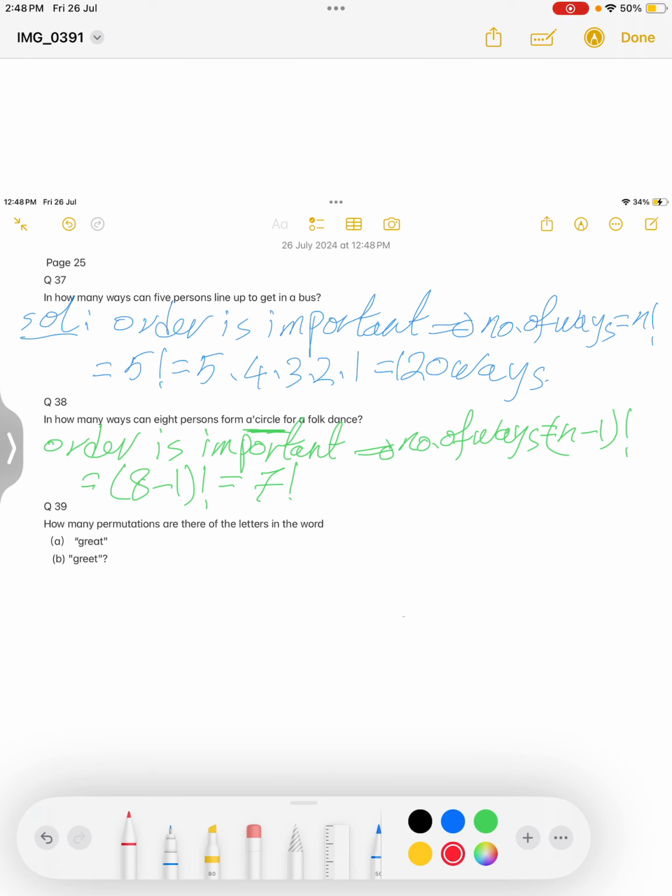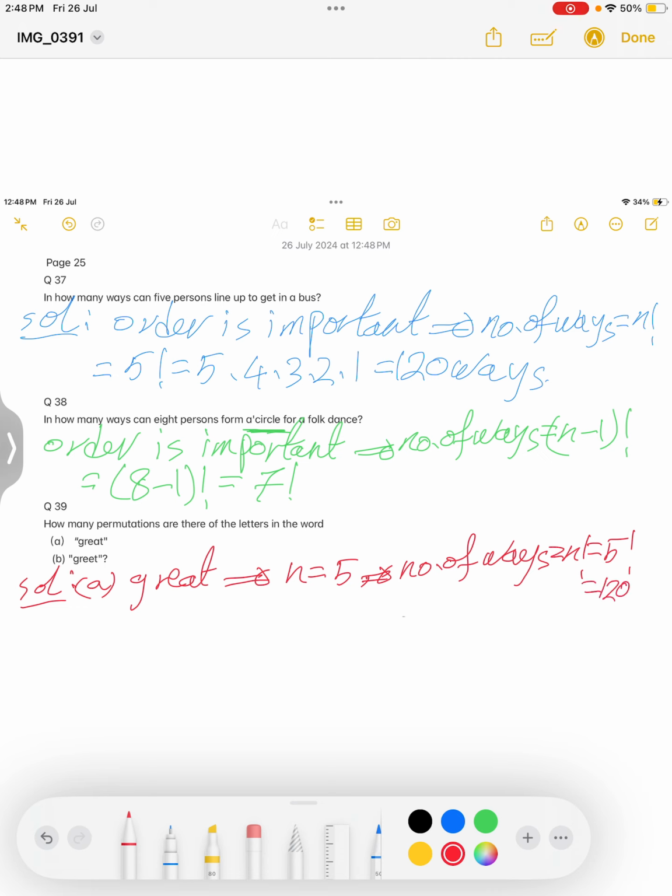Here, how many permutations are there of the letters in the word GREAT? Solution. Notice here, in part A, the word GREAT has no repetition and the total number of letters is 5. Then you can solve it in many ways. Here, the number of ways equals n factorial, which is 5 factorial, which is 120 ways.